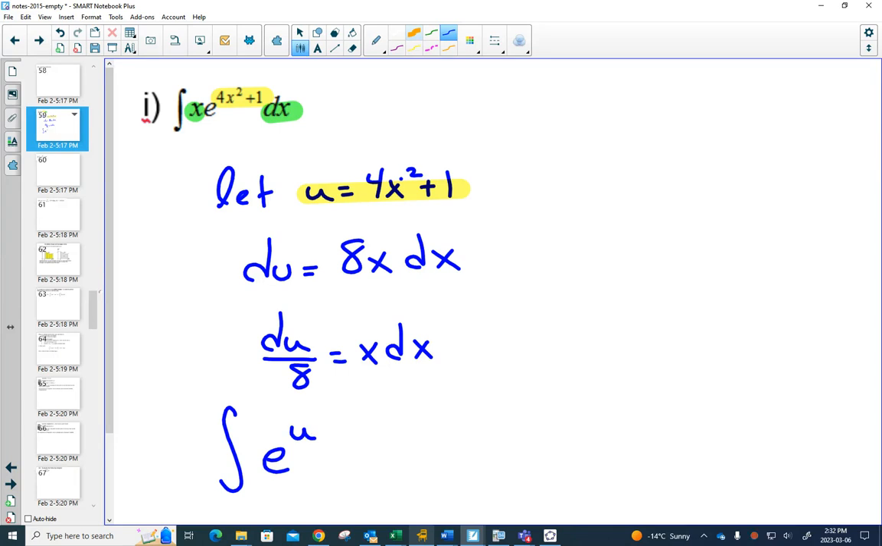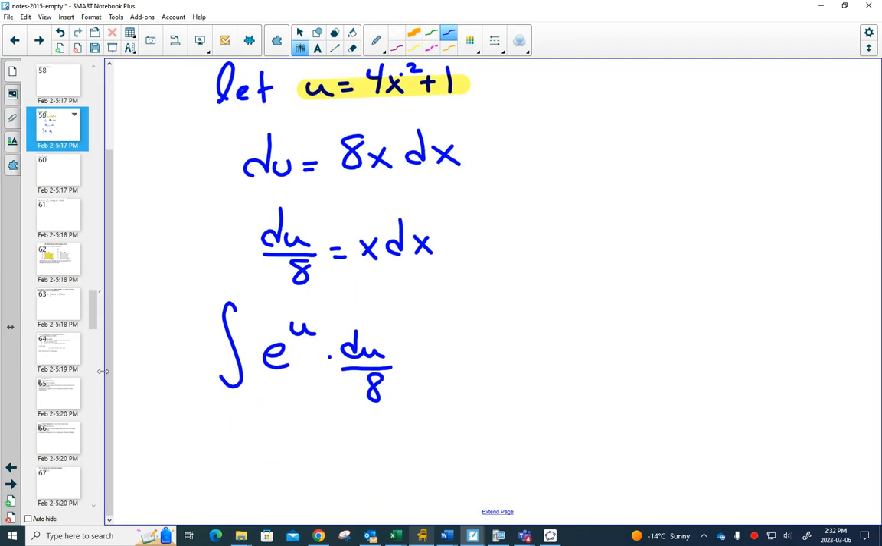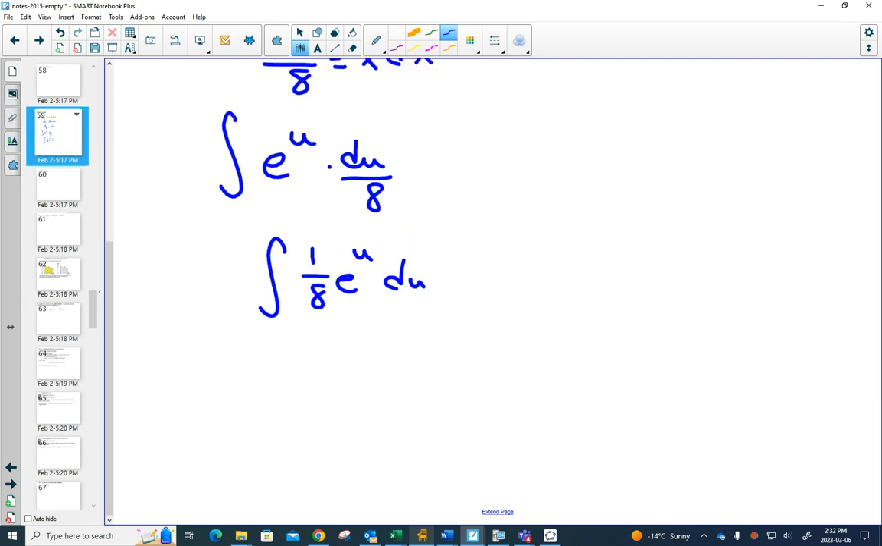And instead of the x dx, I'm going to write du divided by 8. Now that du divided by 8, if you want, you can write that as a 1/8. And you could choose to write that 1/8 either inside the integral, or we have a property that says you're allowed to bring out a constant multiplier outside as well.